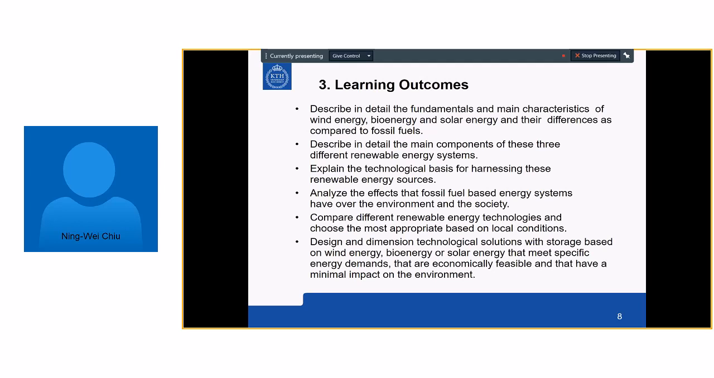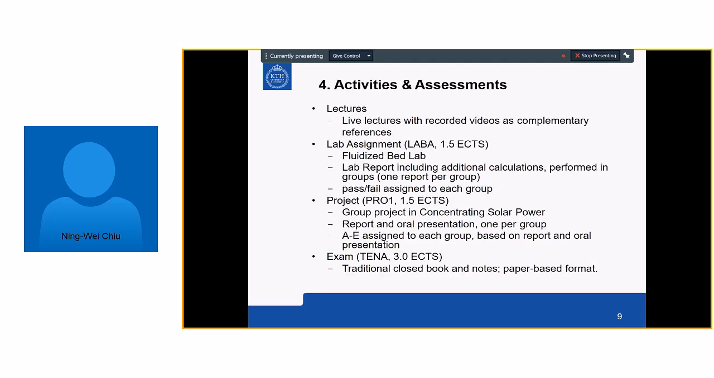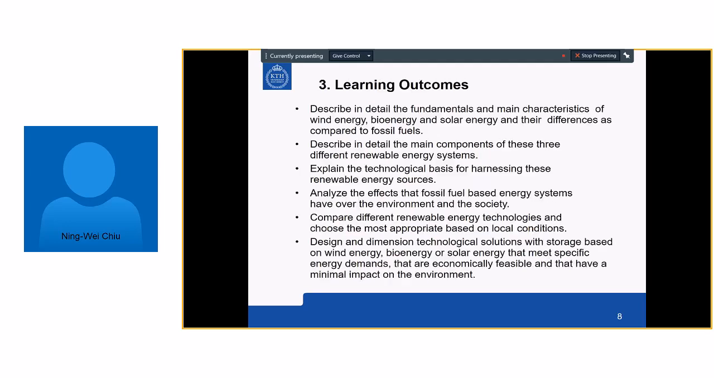So far, do we have any questions on the learning outcomes? I think it was quite straightforward. So review this, especially before the exam. I mean, during the course and also before the exam, so that you are aware what is expected from you.